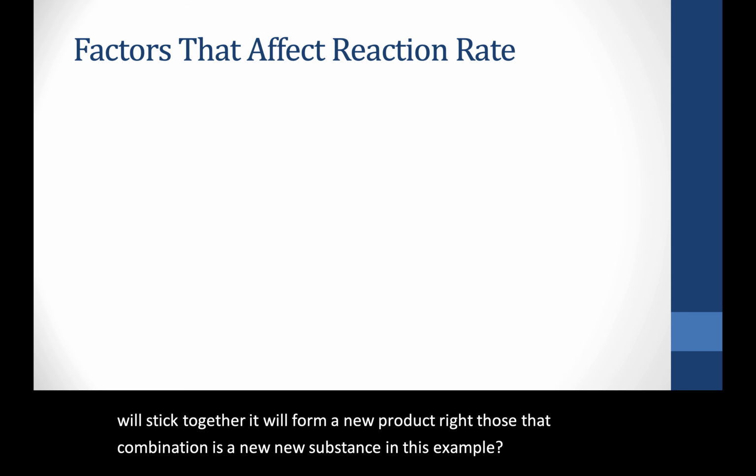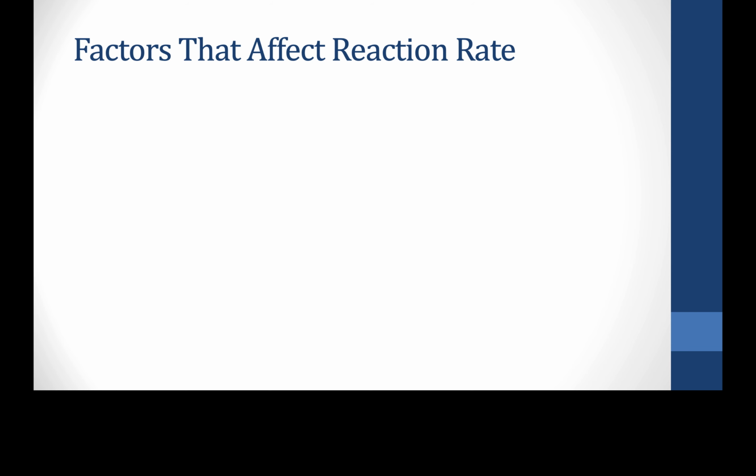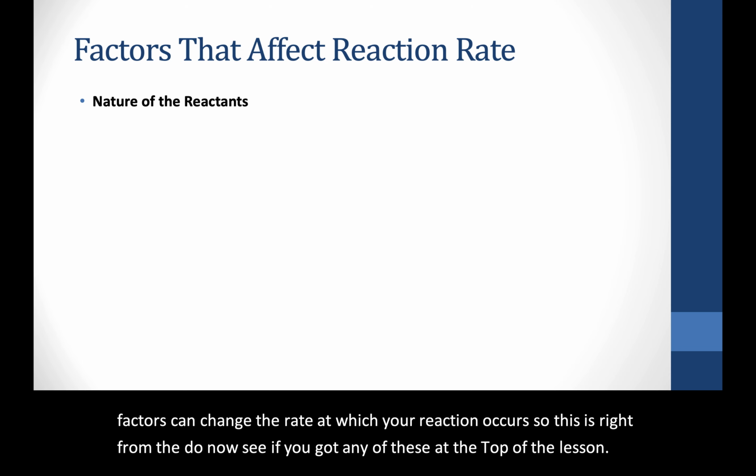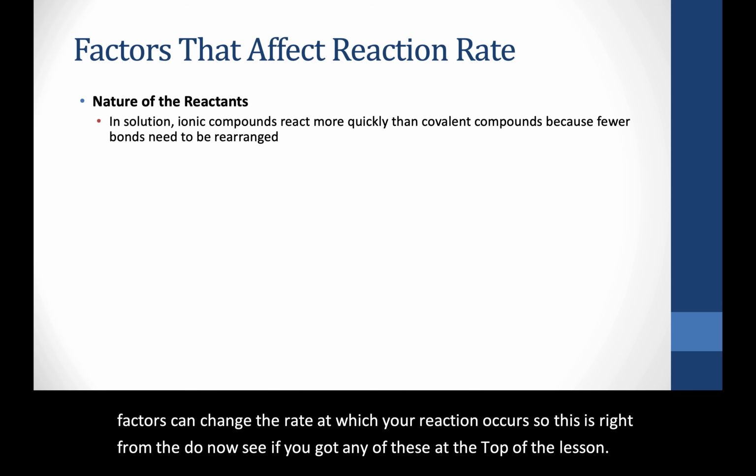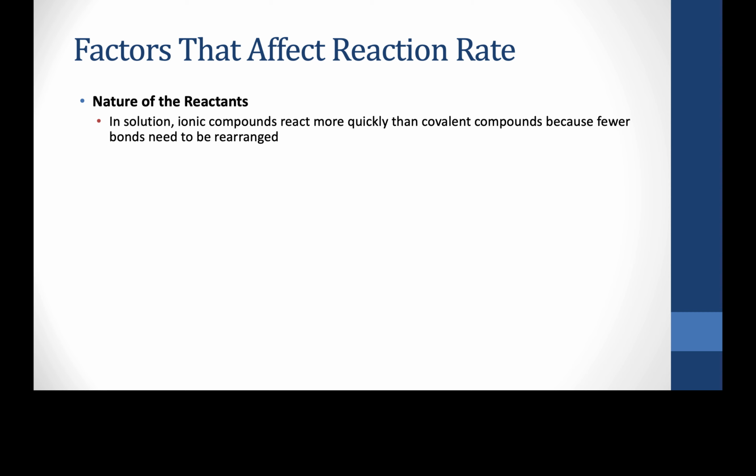So how can we affect the reaction rate? What factors can change the rate at which a reaction occurs? So this is right from the do now. See if you got any of these at the top of the lesson. The first one you probably didn't get. And this has to do with the nature of the reactants, so what the reactants are. In a solution, ionic compounds, this is just one example, tend to react more quickly than covalent compounds because in ionic compounds, there's usually fewer bonds that need to be broken and then formed.